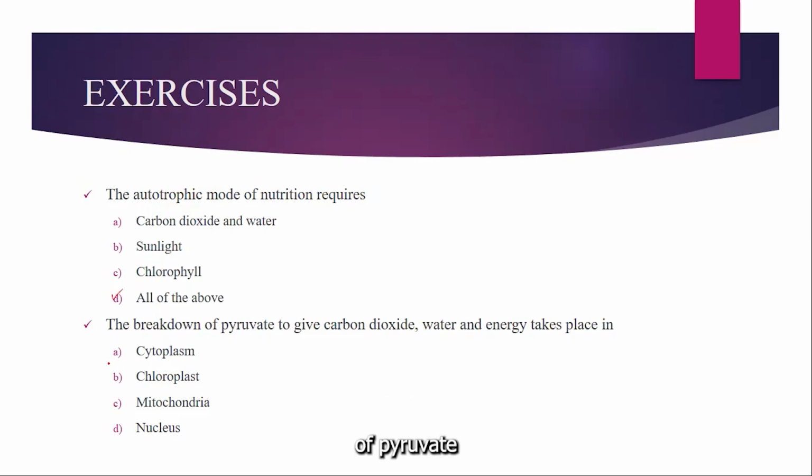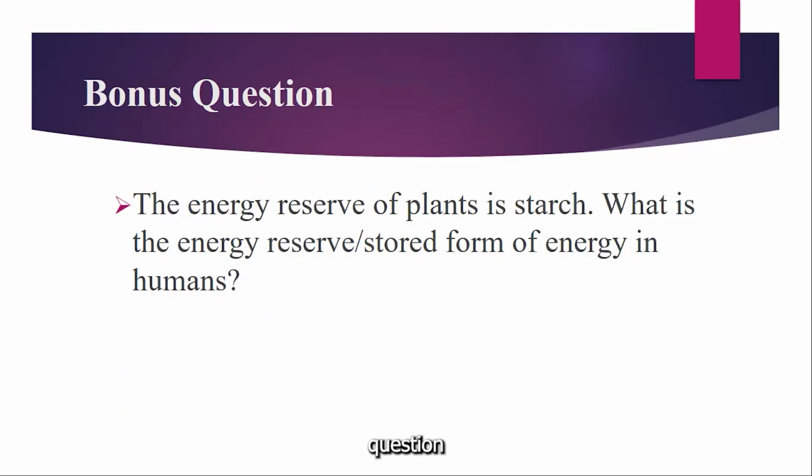The breakdown of pyruvate to give carbon dioxide, water, and energy takes place in the mitochondria. This is an example of aerobic respiration, and this takes place in the mitochondria. Now there is a bonus question for you to solve. The energy reserve of plants is starch. So what is the energy reserve in humans? Comment the answer below in the comment section.